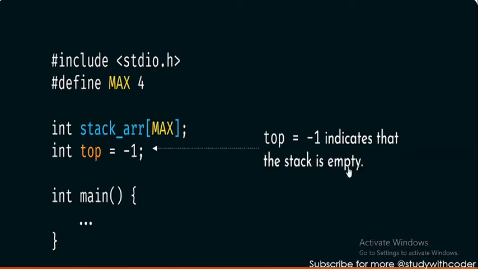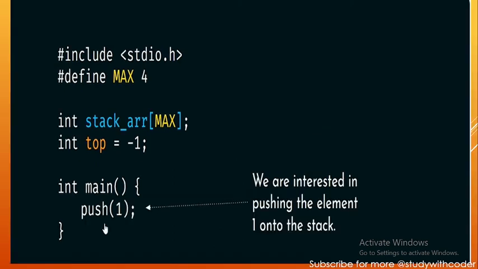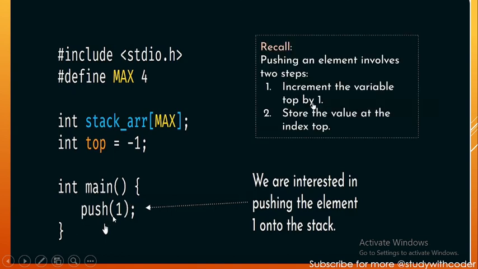Top equal to -1 indicates that the stack is empty, and here in the int main function we are interested in pushing the element 1 onto the stack. So here we write push(1), and pushing an element involves two steps: increment the variable top by 1, and store the value at the index top. This is the push operation.